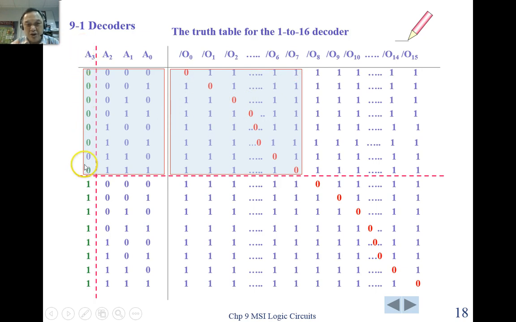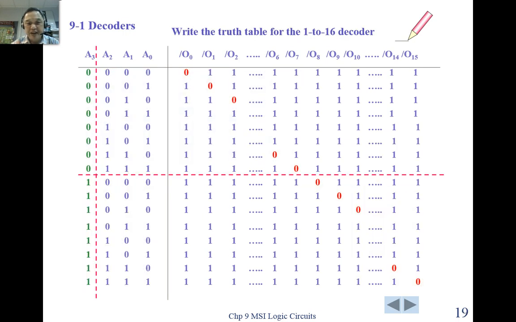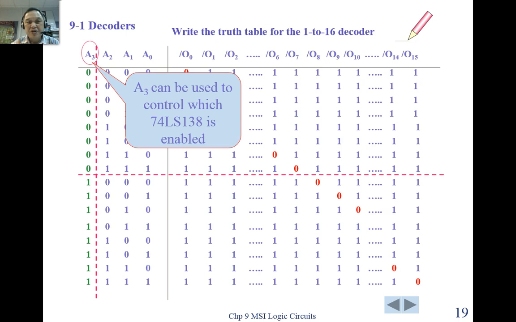When your A3 is equal to 0, what happened to the next one? When it counts from 8 to 15, the other IC will be enabled. I want you to see that. Enable the second IC. See that? So the A3 here functions as enable. This A3 is to control which IC to turn on. You got 2 ICs, right? One IC is 8 outputs. So you put them together, an 8 and an 8, you got 16, right?